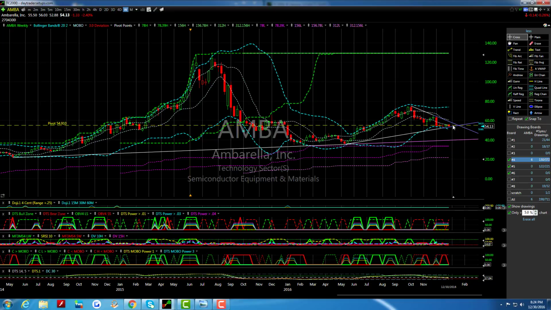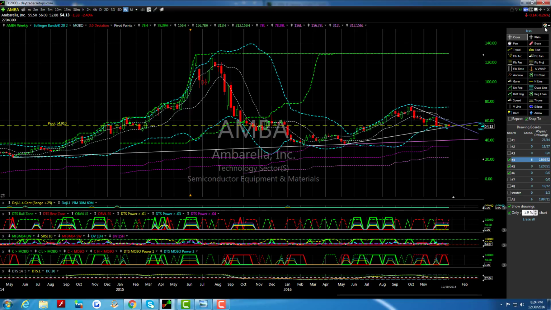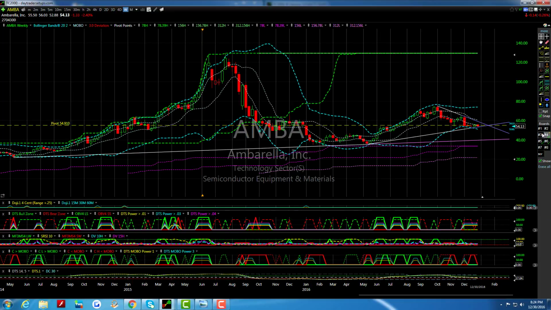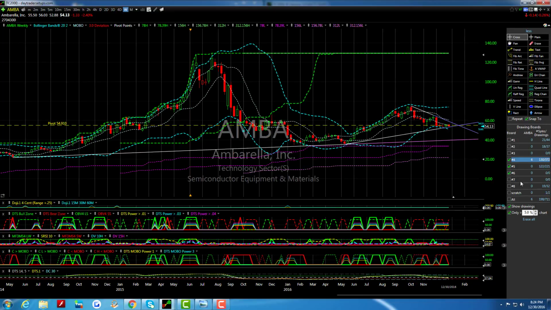If you're a TC2000 user and you're a platinum user, you've got this drawing board that opens up when you press your drawing tools icon. If you have it on less, you won't see this. You'll just see the little numbers. Put it on more, and then you'll see the drawing boards. I use 4, 5, and 6 for my trend lines, and I just deleted everything I had on 6. I've been drawing on 5 for 2 weeks.